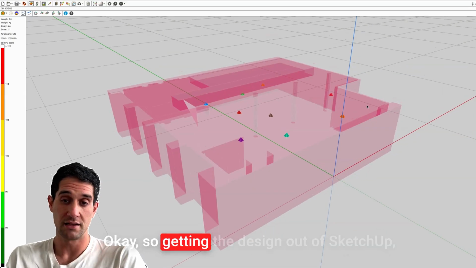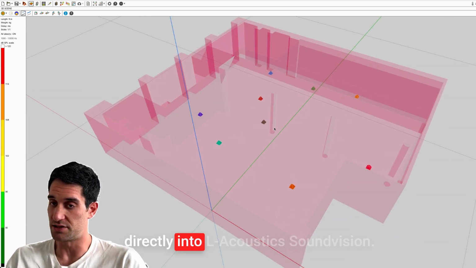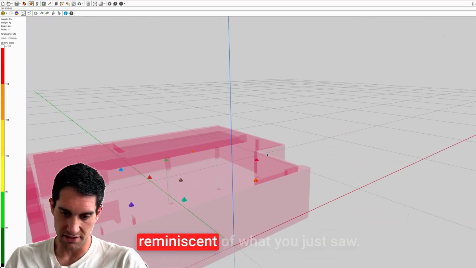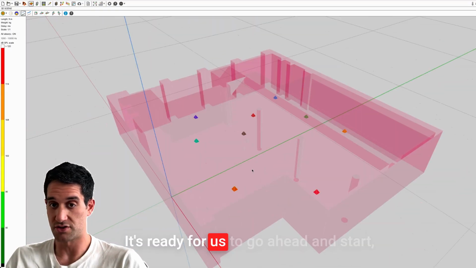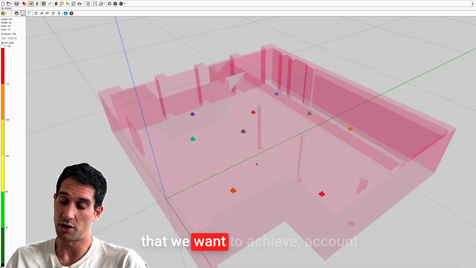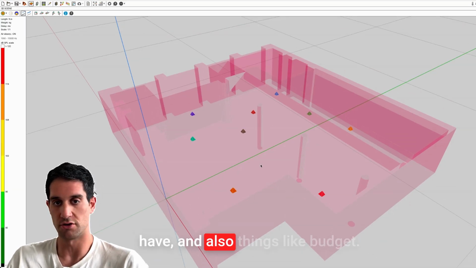Okay, so getting the design out of SketchUp, we went ahead and imported this directly into L-Acoustics Soundvision. Hopefully this space looks reminiscent of what you just saw. It's ready for us to go ahead and start configuring the type of performance that we want to achieve, account for the space constraints that we have, and also things like budget.